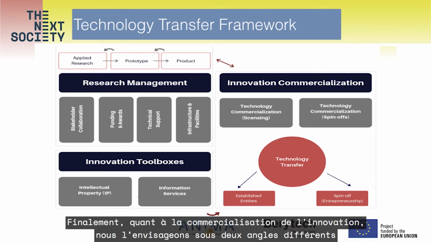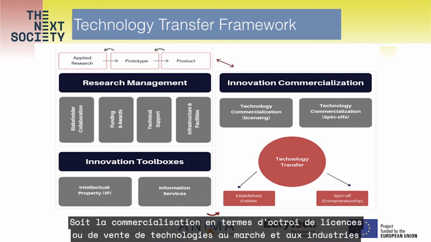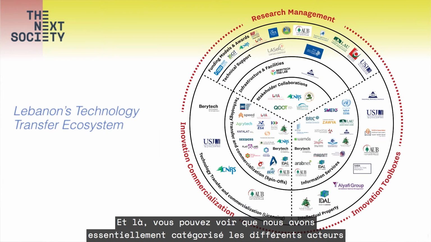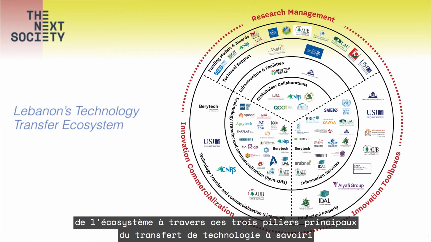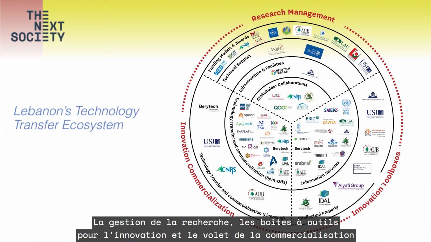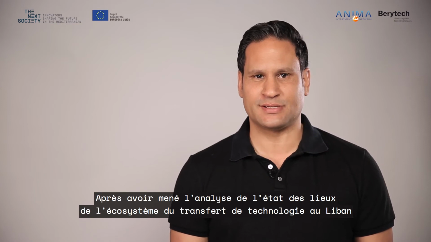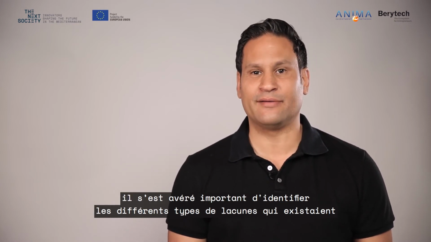And finally, the innovation commercialization, we look at it from 2 different views. Either commercialization in terms of licensing or selling technologies to the market and to industries, or that it would be a reason for spinning off startups from these universities to the outside world. Here you can see that we've basically categorized the different players in the ecosystem across these 3 main pillars of the technology transfer, which are the research management, the innovation toolboxes, and the commercialization component. After we've conducted the status quo analysis of Lebanon's technology transfer ecosystem, it was important to identify the different kind of gaps that existed.